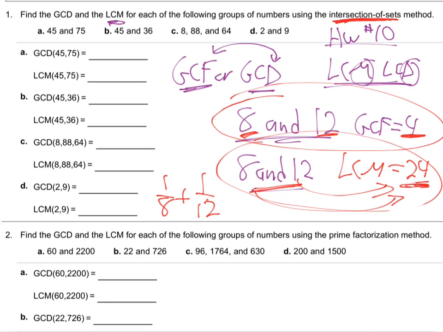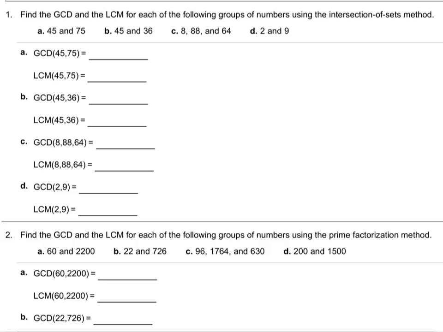So how do we find those things with the intersection of sets method? Well, let me get a fresh screen. They're giving me 45 and 75. I want to take the 45 and the 75 and, using the intersection of sets, list all the tiny numbers that go into them. So I'm going to take the 45 over on the side of my paper like we just did.